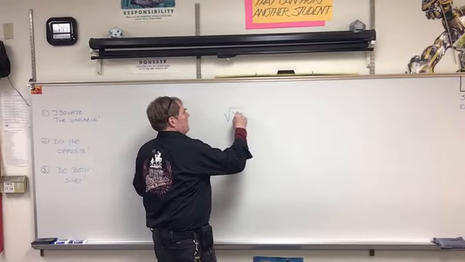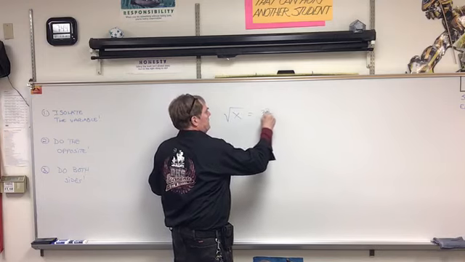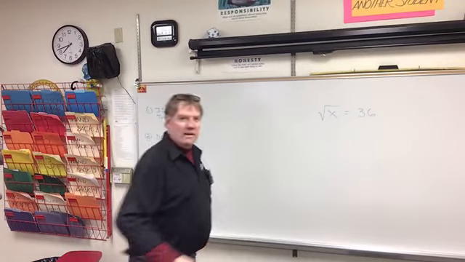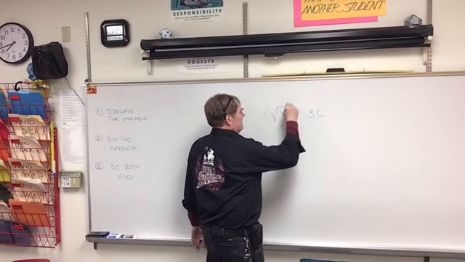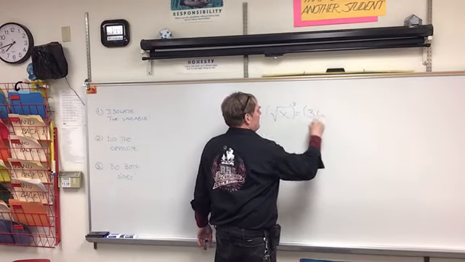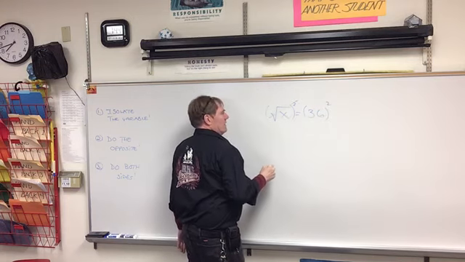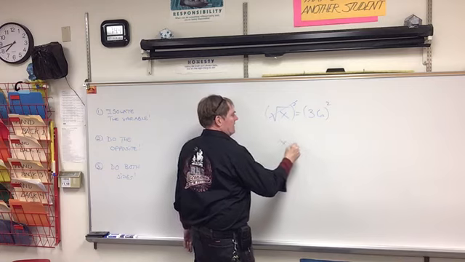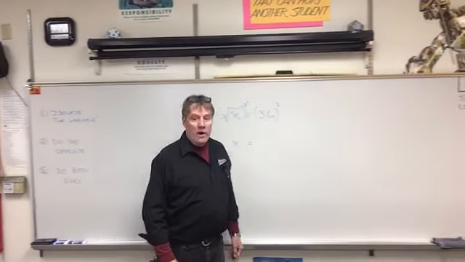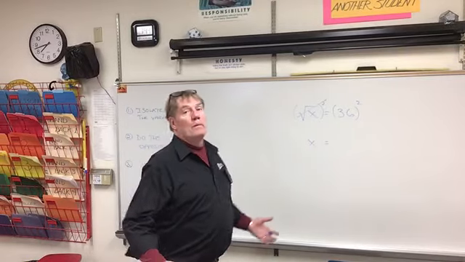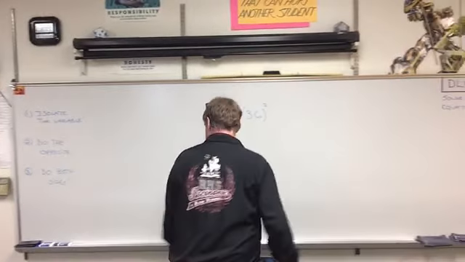Square root of some number I don't know equals 36. Square both sides. That cancels that. What's 36 squared? Oh, I bet you thought the answer was going to be 6, didn't you? Right? I don't even know what 36 squared is. I'm going to get a calculator.